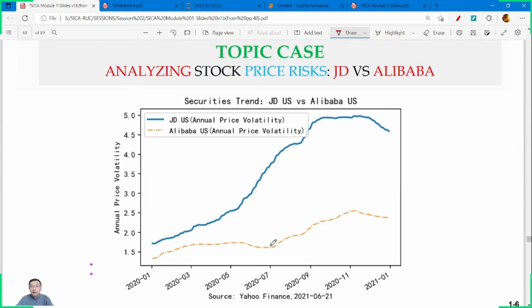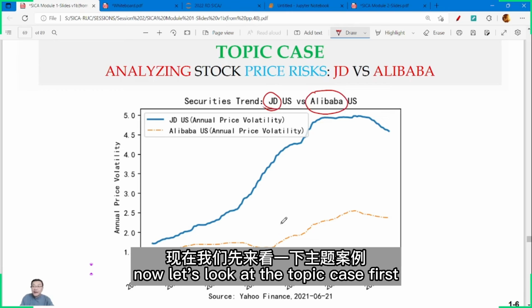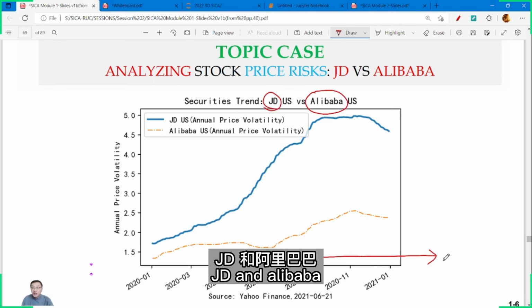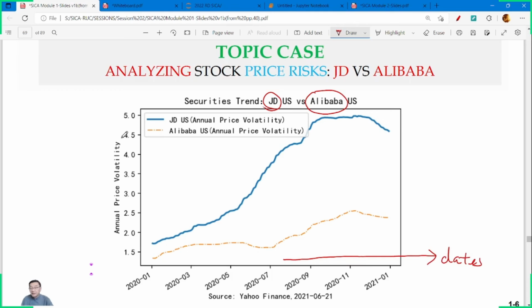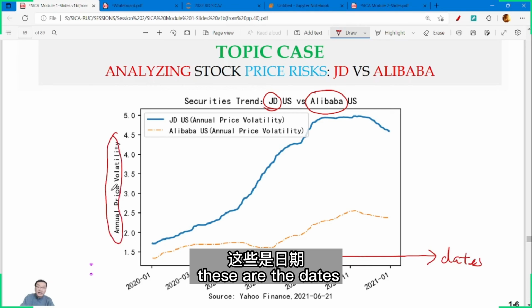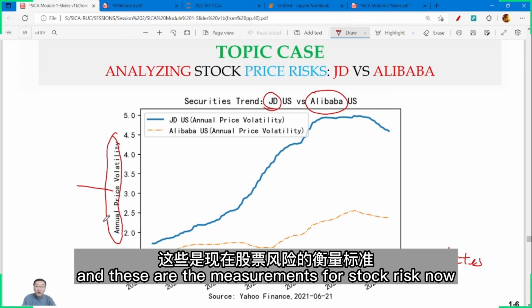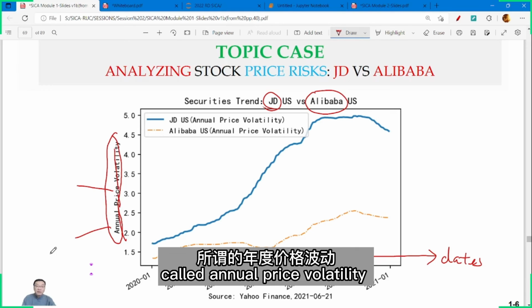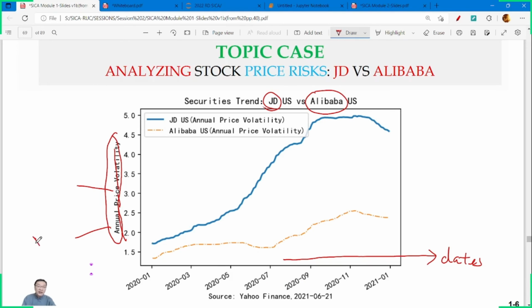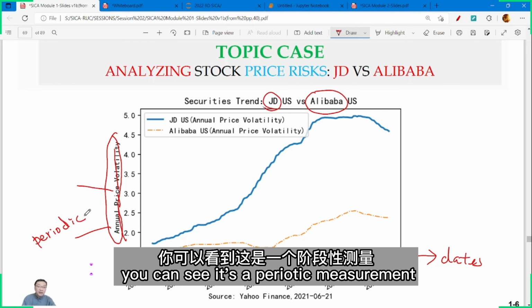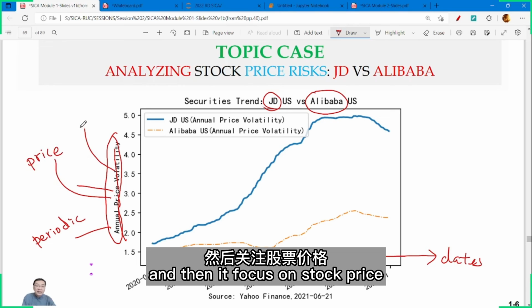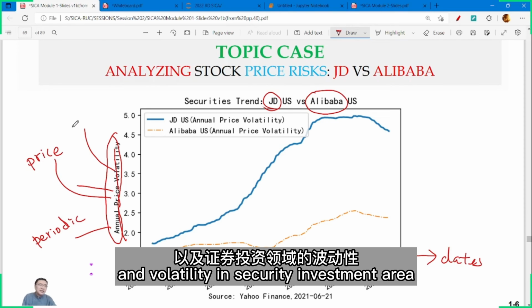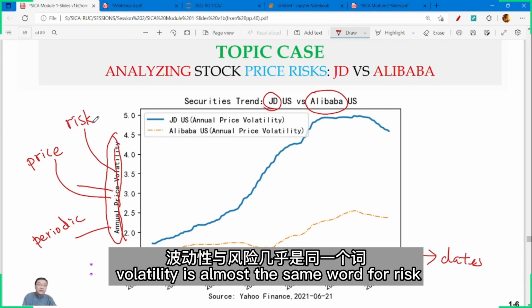Now let's look at the topic case first. Jingdong and Alibaba. These are the dates. And these are the measurements for stock risk. Now we find the new measurement called annual price volatility. From the word annual, you can see it's a periodic measurement. And then it's focused on stock price. And then volatility. In the security investment area, volatility is almost the same word for risk.